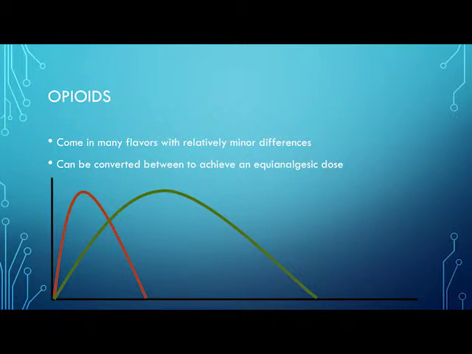They come in many flavors. There are differences, but in the big picture, the differences are relatively minor. And you can convert between them to achieve what's thought of as an equianalgesic dose. If you know the appropriate ratios, which I believe there's a lecture on Thursday about drug math, we'll talk in more depth about this, you can achieve the same amount of analgesia. Is that an unusual concept?